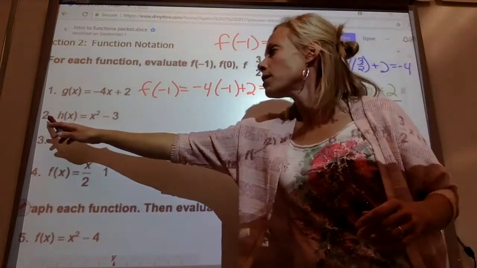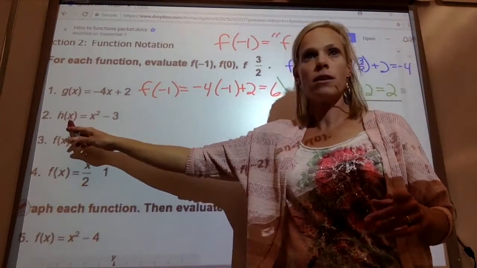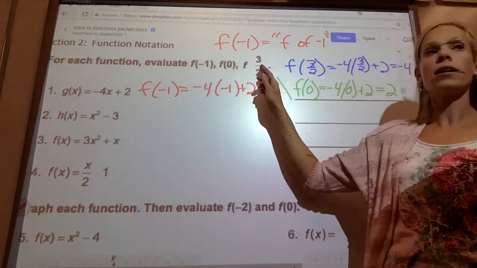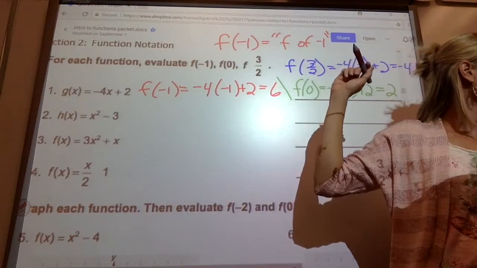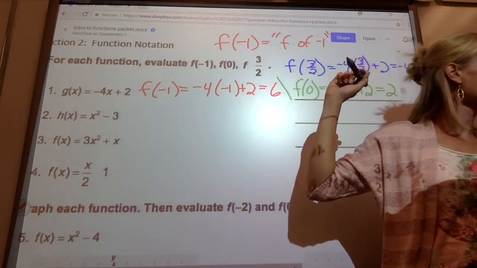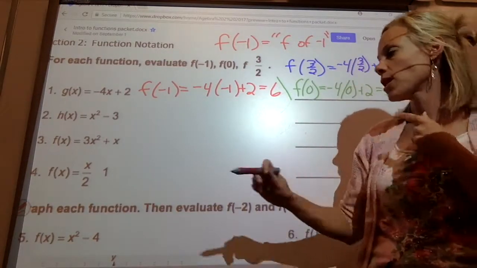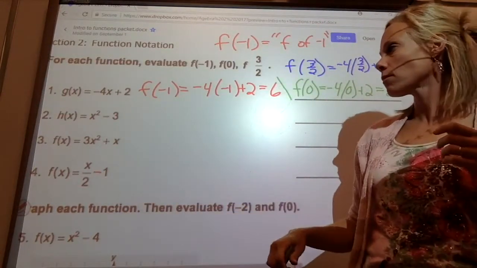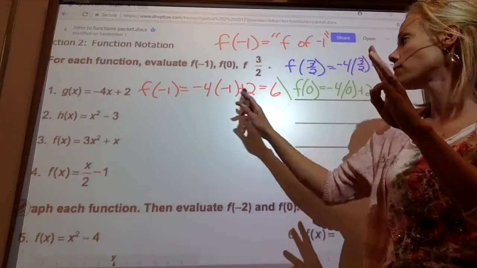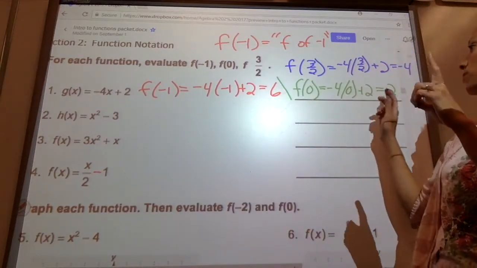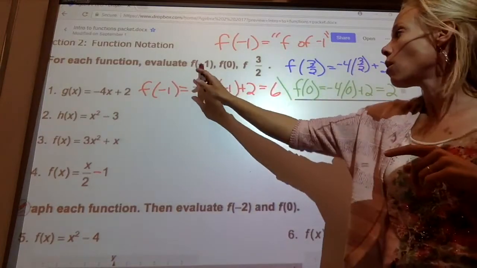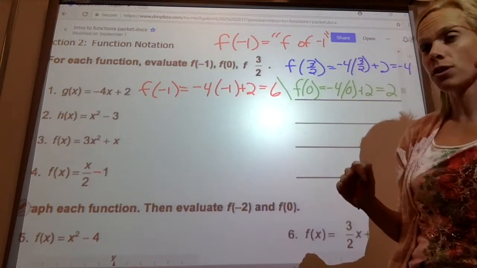So again, see how I'm on number 2 now, the h function? I'm going to do this h function for all 3 again. Do you have a question? For 4, are we supposed to add 1? Yep, subtract 1. You have 3 answers. F of -1 is 6, f of 0 is 2, and f of 3/2 is -4. You're doing all 3, so you should have 3 answers for each function.